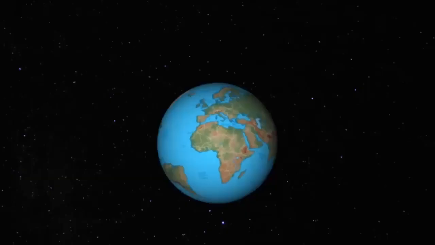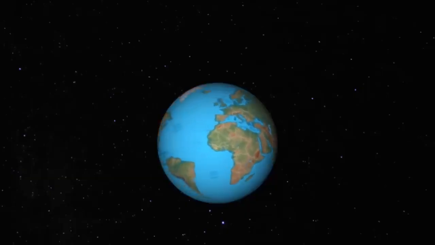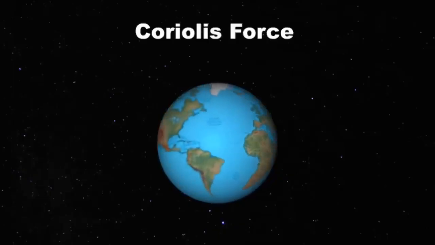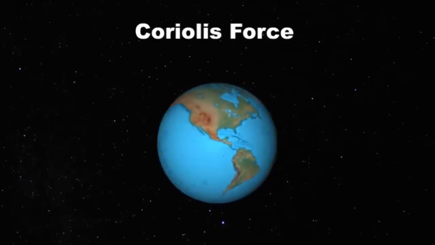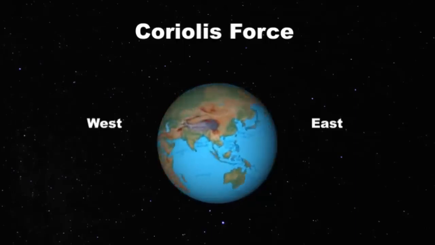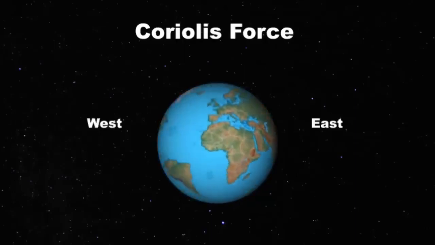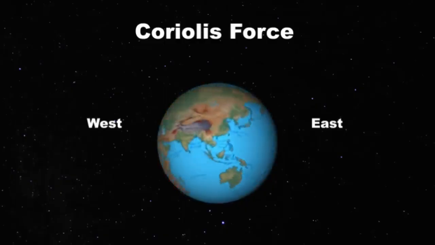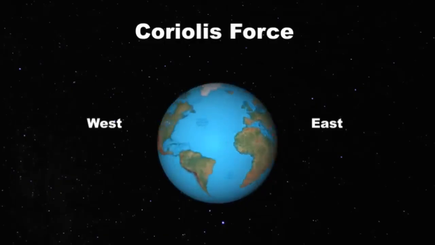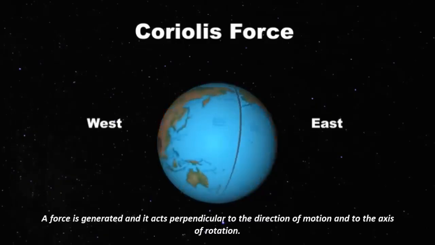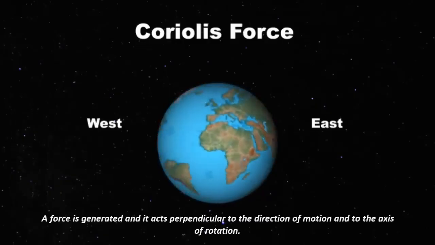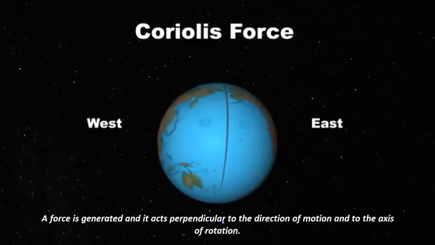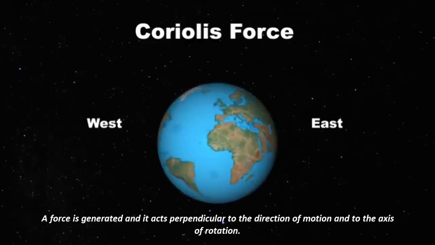While all of this happens, there's another important phenomenon which comes into the picture. It's called Coriolis force. The Earth rotates towards the east, and that's why the sun, moon, planets and stars all rise in the east and go towards the west. Due to the rotation of the Earth, a force is generated and it acts perpendicular to the direction of motion and to the axis of rotation.